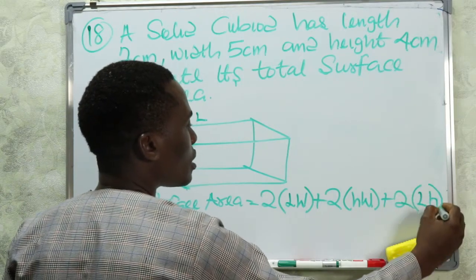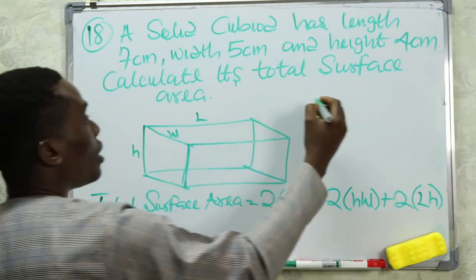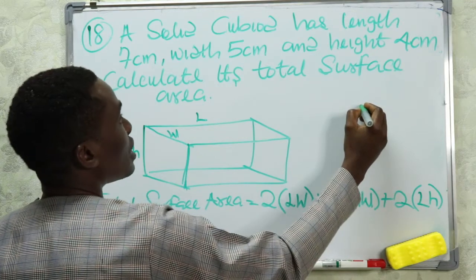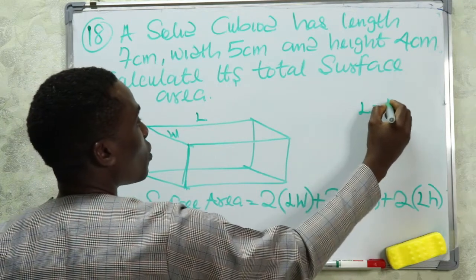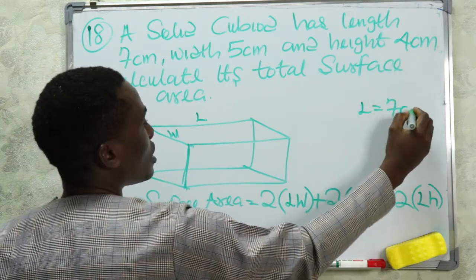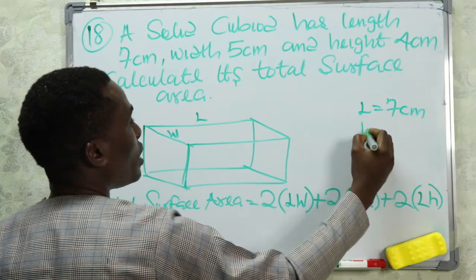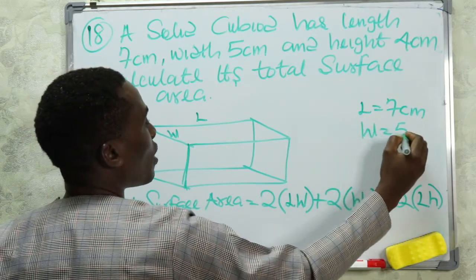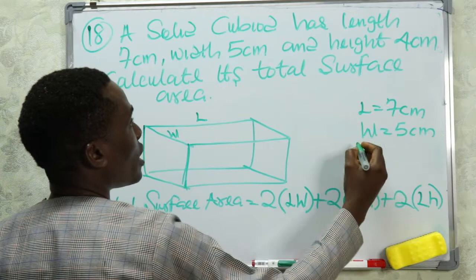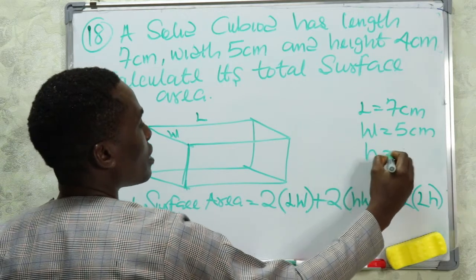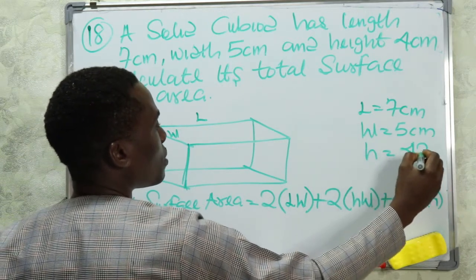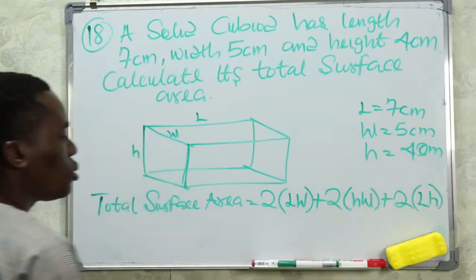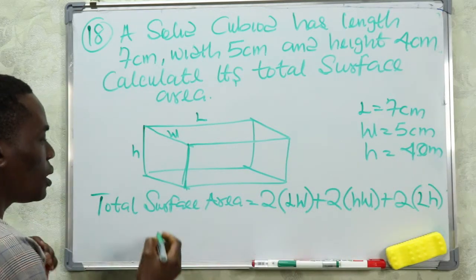Times the height. Now remember, we were told that the length is equal to 7 centimeters, the width is equal to 5 centimeters, and the height is equal to 4 centimeters. Now let's substitute this into the equation we have been given.